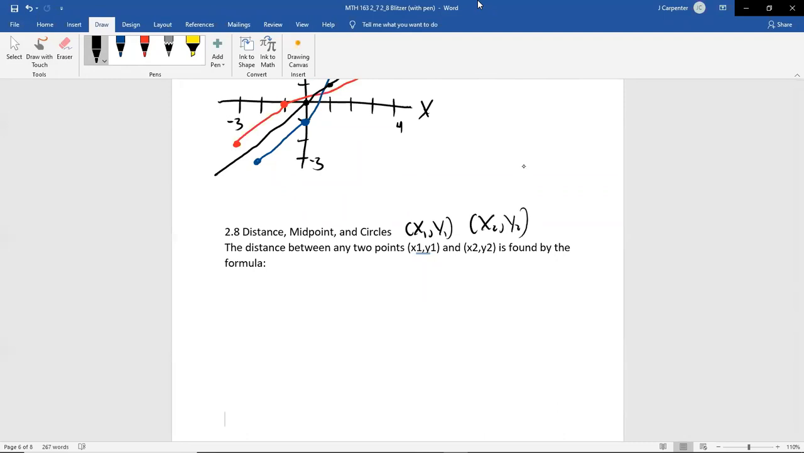So the distance between any 2 points is found by the formula d equals a big square root, then a parentheses, (x2 minus x1) squared plus (y2 minus y1) squared. Memorize that, memorize that, memorize that. There are no formula sheets in a pre-calculus course, not Pre-Calc 1.